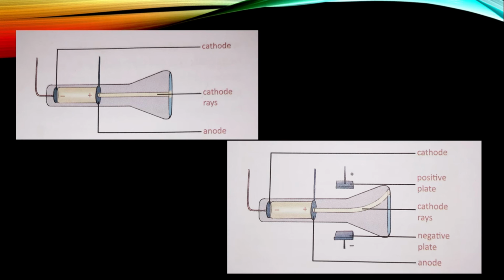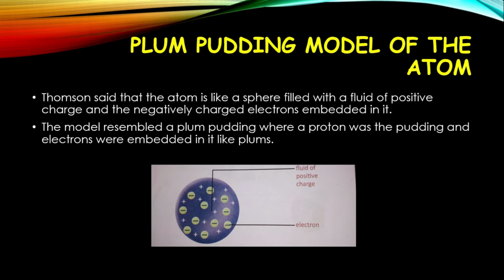Then came the plum pudding model of the atom. This was according to Thomson's discoveries. He told that the atom is like a sphere filled with a fluid of positive charge, and the negatively charged electrons were embedded in it. So his model resembled something like a pudding, which was all of positive charge, and the electrons being embedded in it as a plum.